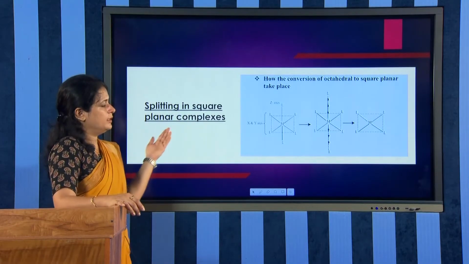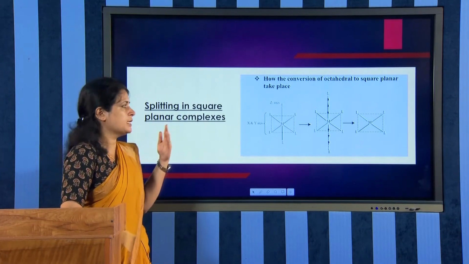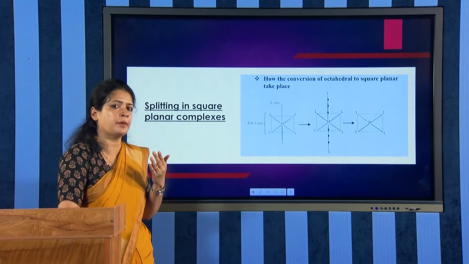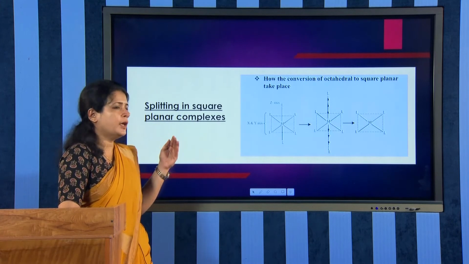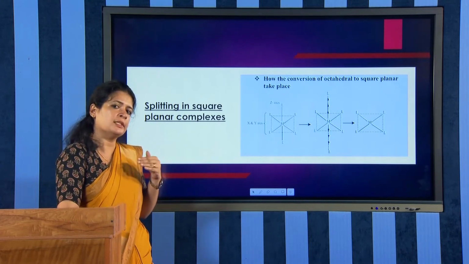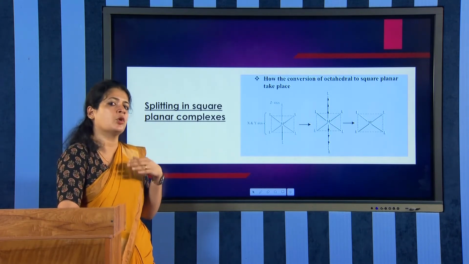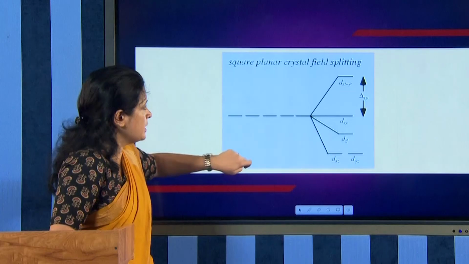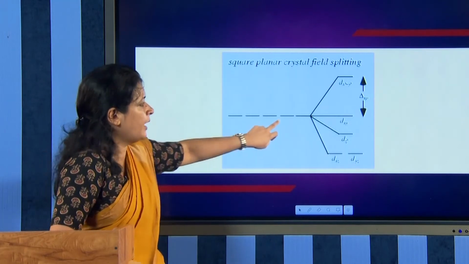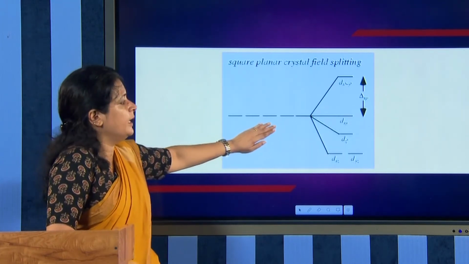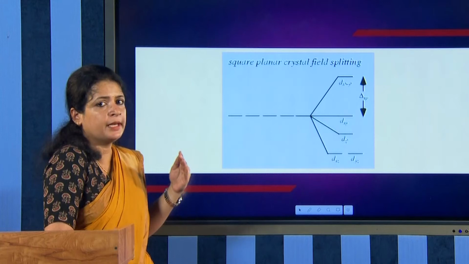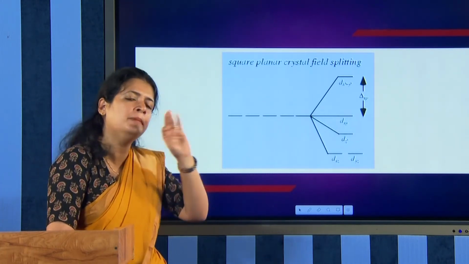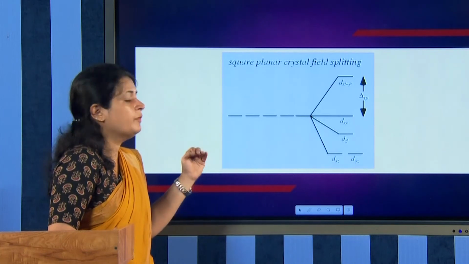And from this, why I am discussing how we arrive at the geometry of a square planar complex is that you can actually find out which orbitals will have lower or higher energy in the square planar complex. See the situation, we have 5 d orbitals. In the case of square planar geometry, the ligands along the z-axis are completely removed, and then what will happen?